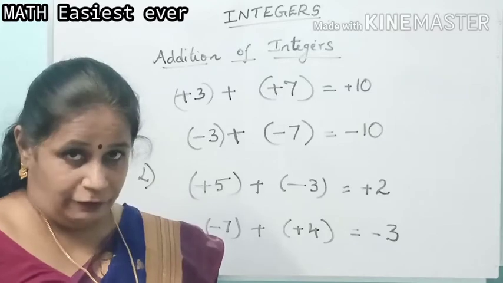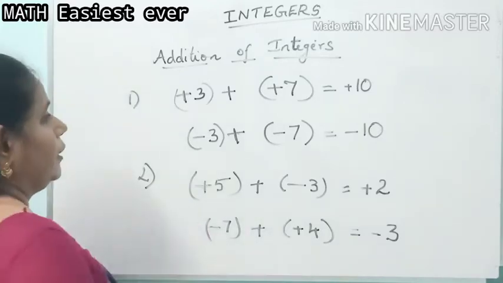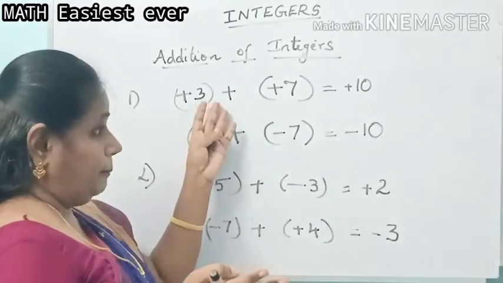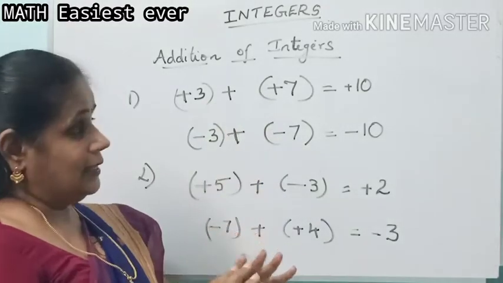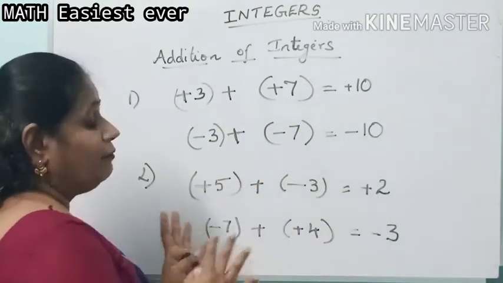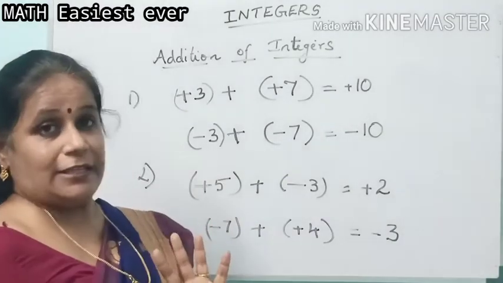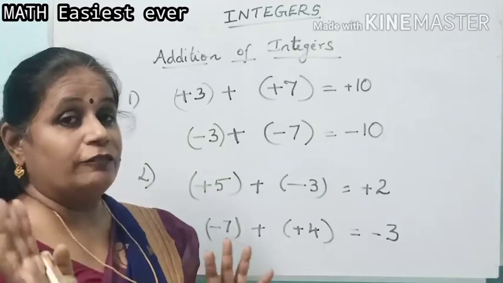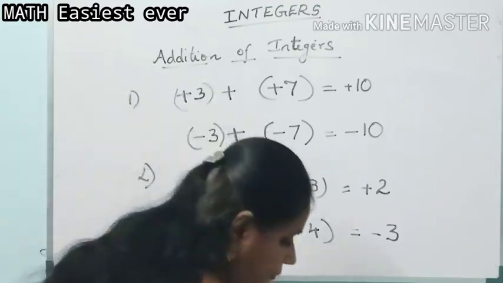Hope this part is clear for you. Okay, so recall the rule. When two integers are having the same sign, either plus or minus, add the integers and put the same sign. When you have two integers of different sign, find the difference between those and put the sign of the greater number. Hope this part is clear for you.